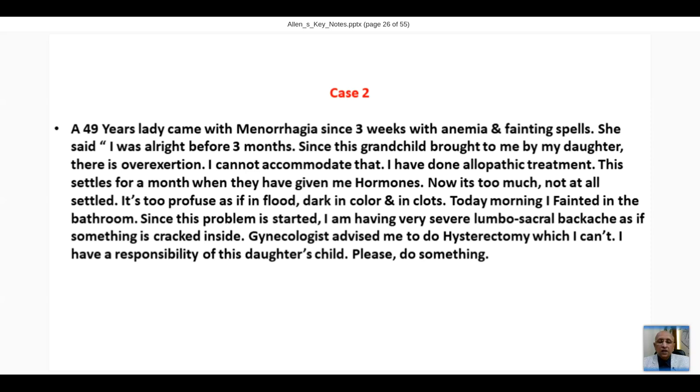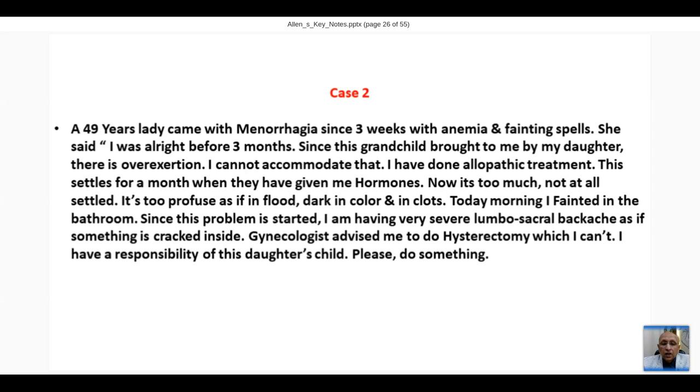A 49 year old lady came to me with menorrhagia since 3 weeks, with anemia and fainting spells. She said, I was all right before 3 months. Since this grandchild was brought to me by my daughter, there is overexertion. I cannot accommodate that overexertion. I have had allopathic treatment. This settles for a month when they have given me hormones. Now it's too much, not at all settled. It's too profuse, as if in a flood, dark in color or in clots. Today morning, I fainted in the bathroom.